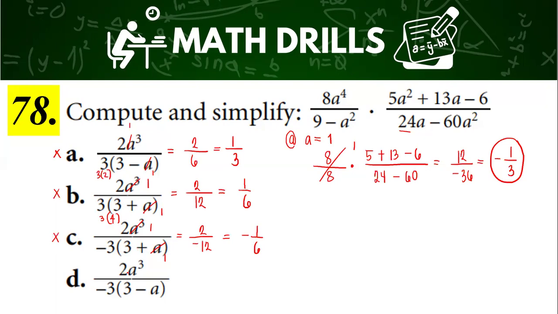And for letter D, again, this will be 1, negative 3, this will be 1. So negative 3 times 2 is negative 6. So we have negative 2 over 6, that is equal to negative 1/3. So the answer for number 78 is letter D, 2a cubed.